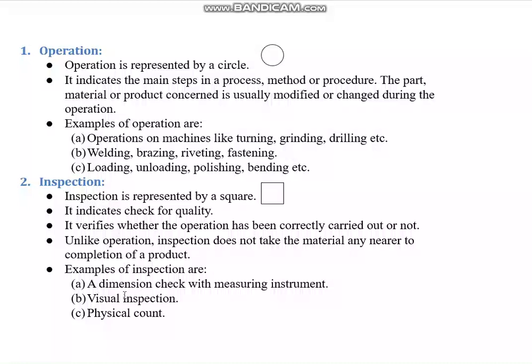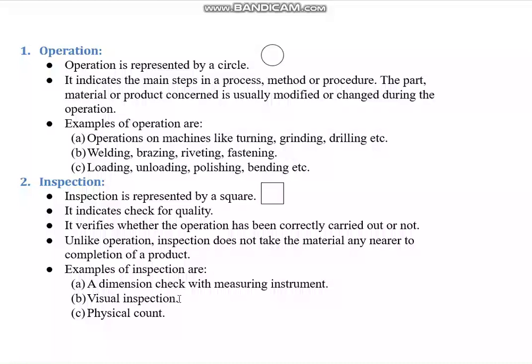Examples of inspections are the dimension check. Suppose you want to check your turning operation on a lathe machine, whether it is 50 millimeters or not, or whether the width is 10 mm or not. So that is a dimension check. That is an inspection.